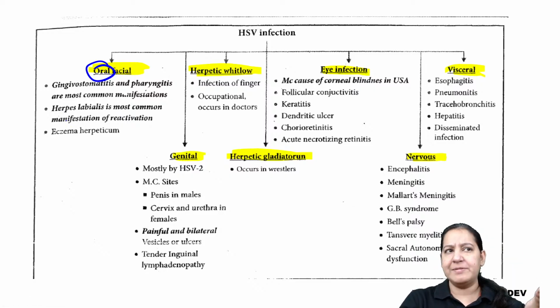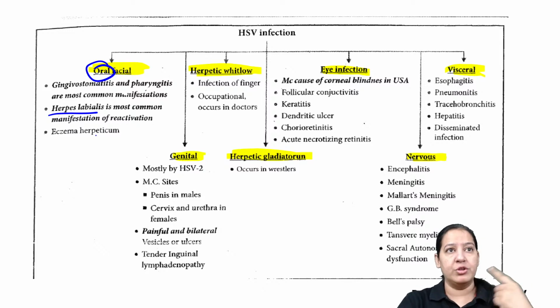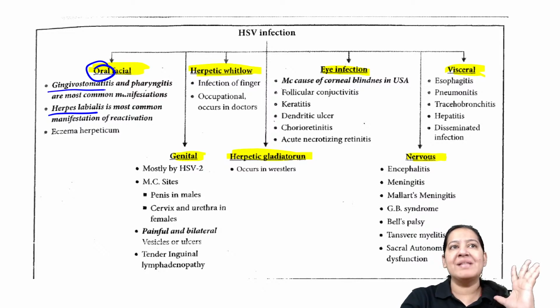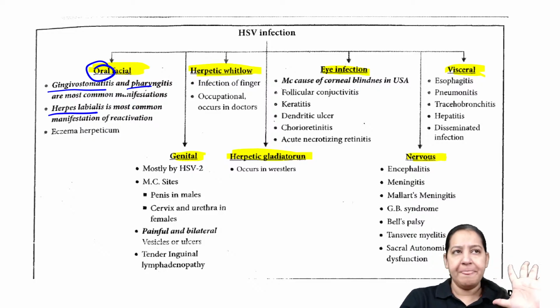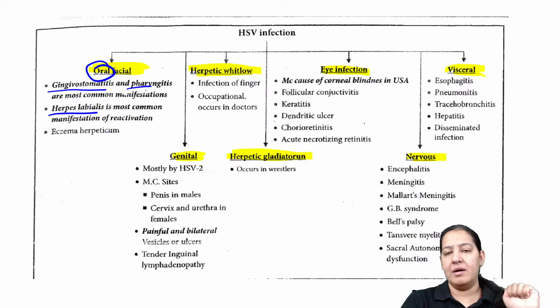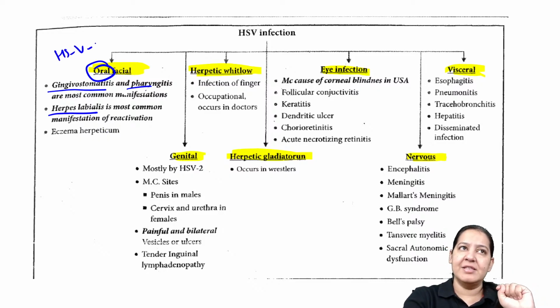So there are various types of herpes. Herpes labialis forms around the mouth, right? And gingivostomatitis or pharyngitis can occur. So in the pharynx, inside the mouth, outside the mouth, at all the places oral vesicles can be formed. Number 1. This is by HSV1, I guess.